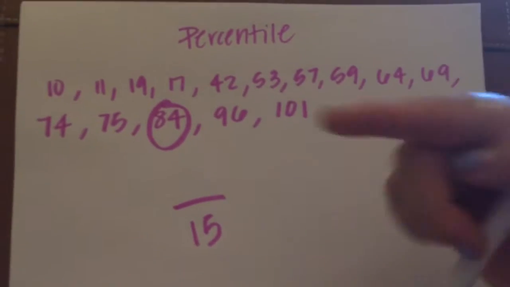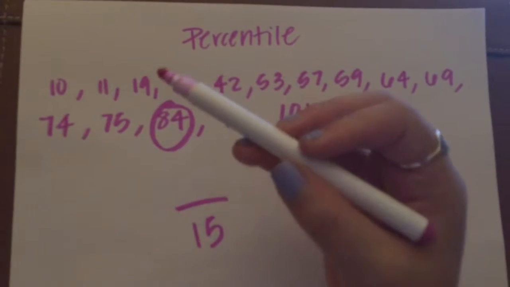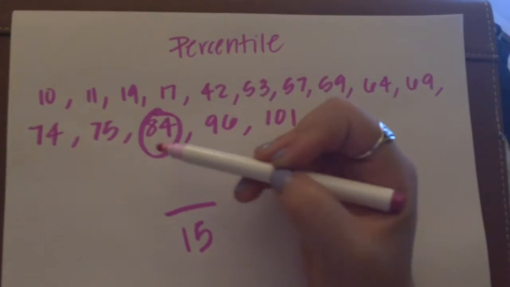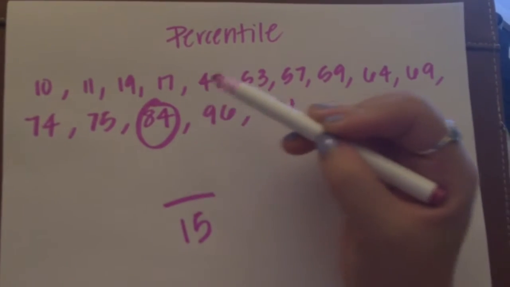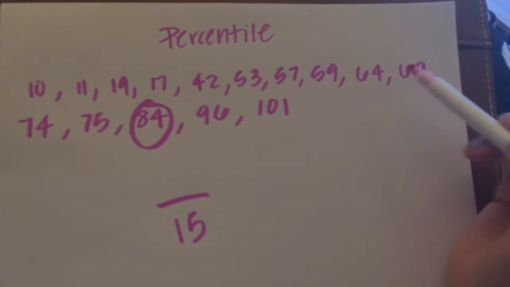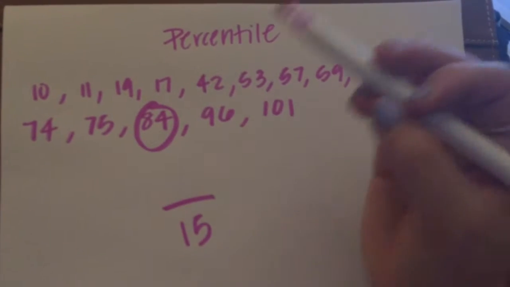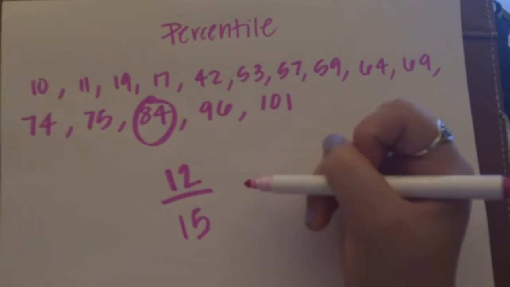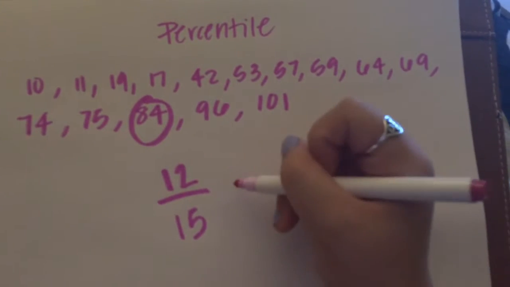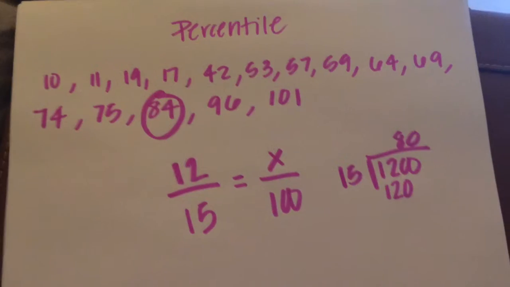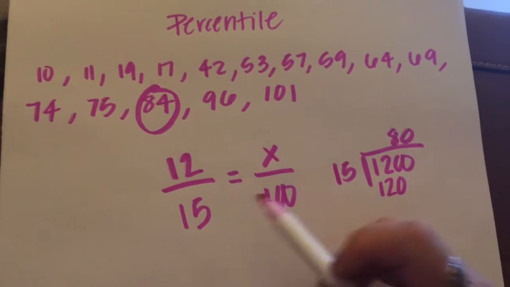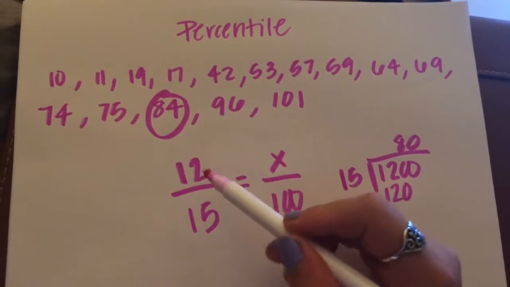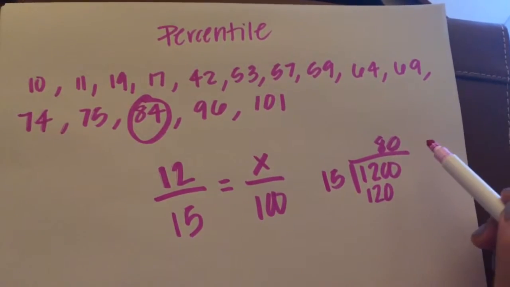You set that. And so you count the amount of numbers before 84. So you have 1, 2, 3, 4, 5, 6, 7, 8, 9, 10, 11, 12. So there's 12 numbers before 84. So 12 over 15 equals, well, I have to do math. Okay, so after my little math, you find out it's in the 80th percentile.